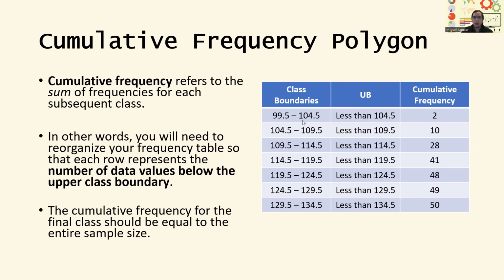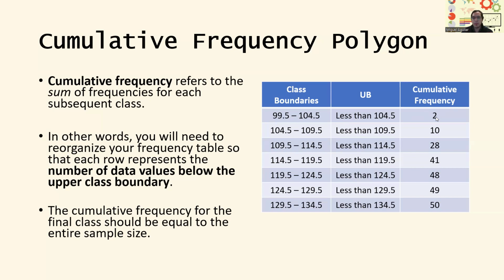Okay. So what I've done here is next to the class boundaries column, I created a column that I labeled UB for the upper class boundary. And I have labeled these rows as less than 104. In other words, I've changed the nature or the description here so that now this row is going to be tallying up or counting up how many data values fall below the upper class boundary here, which is 104. So how many data values were less than 104.5? That was 2 data values.